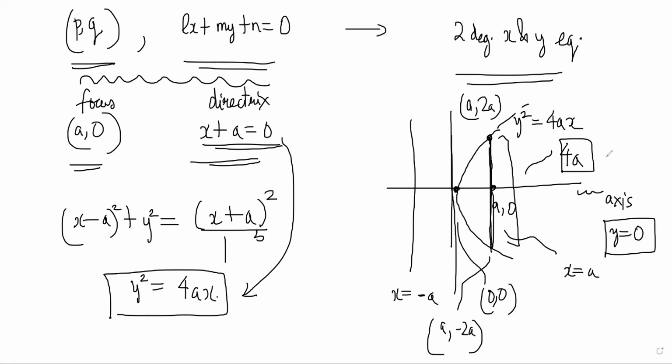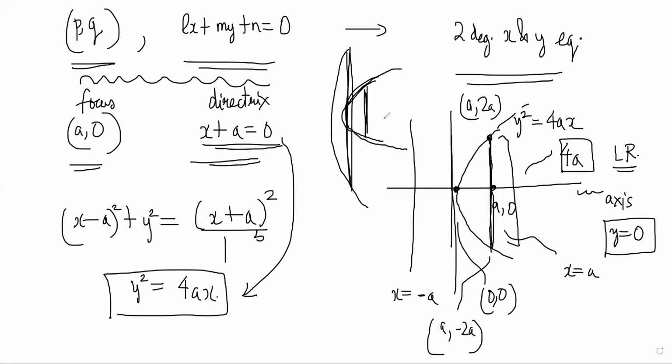The LR length basically denotes how wide your parabola is. You can draw parabolas which are very wide or very narrow. It depends on your length of latus rectum. So you can say that two parabolas are similar if they have the same length of latus rectum. They will look like the same type of shape.